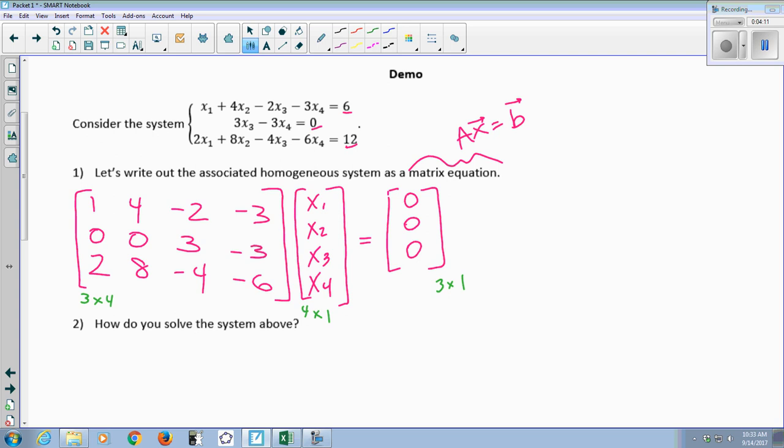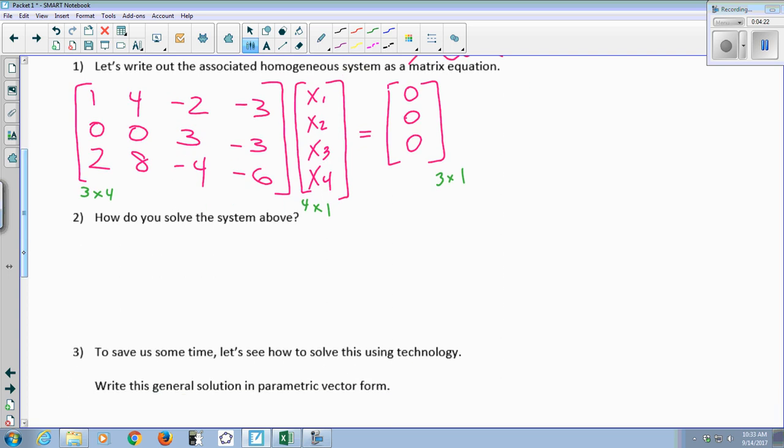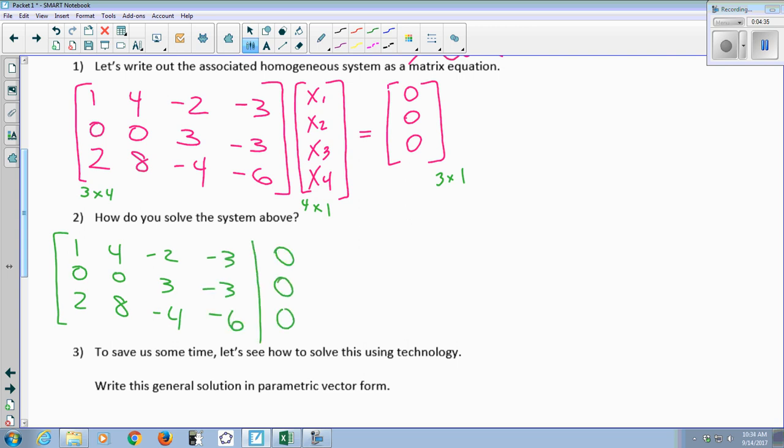All right, how would I solve this system? Yeah, RREF. Just set up an augmented matrix and RREF it. So I set up 1, 0, 2, 4, 0, 8, -2, 3, -4, -3, -3, -6. Augment with my zeros. And I would RREF it. So today, finally going to show you how to use technology to do this.